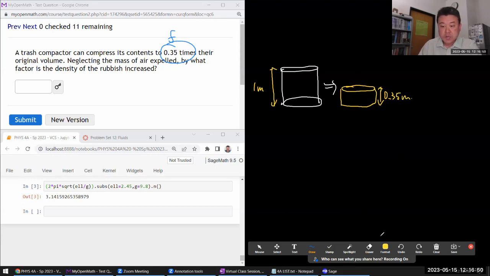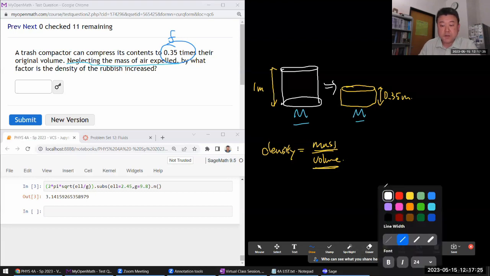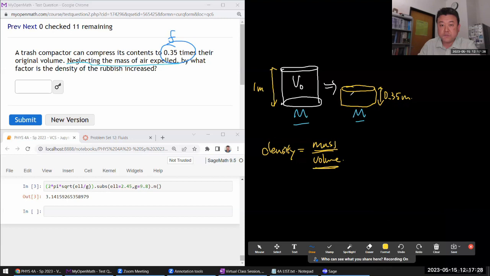So volume has changed. And hopefully you have this intuition that the amount of mass, however much mass there is, doesn't change from the compacting, especially if we are neglecting the mass of air expelled. So the definition and expression for density is mass per volume. Here, the amount of mass didn't change. So really the only thing that changes is volume. So you went from some amount of volume V naught to some new volume 0.35 V naught.